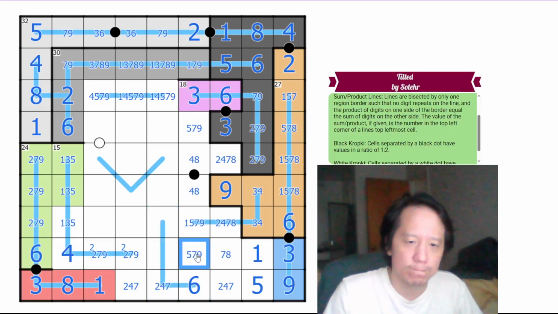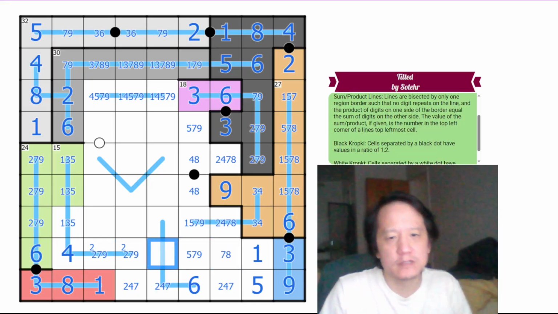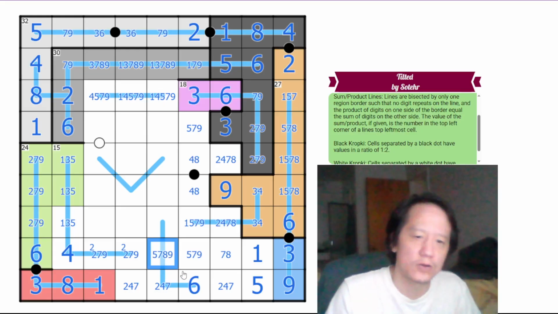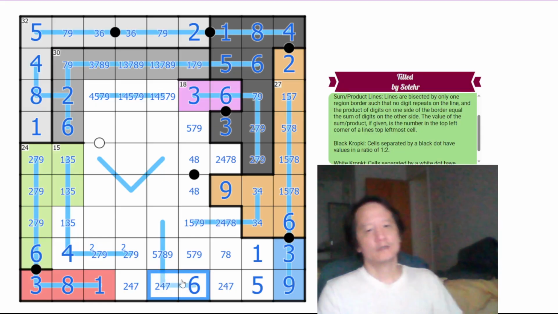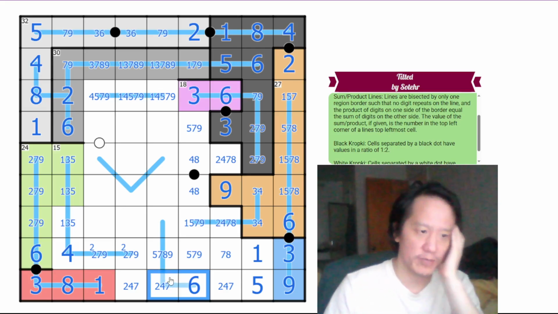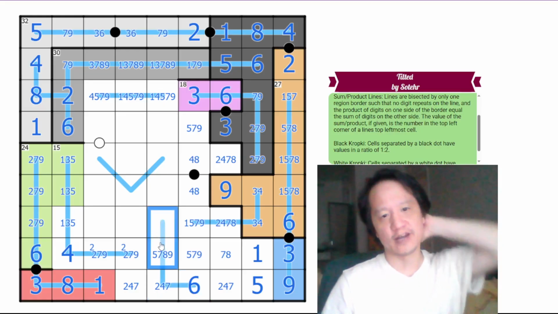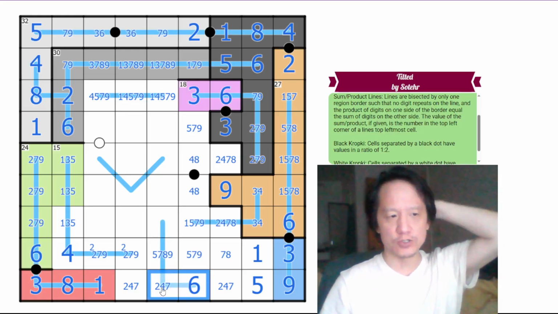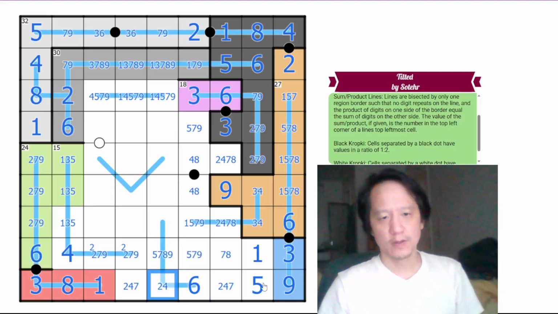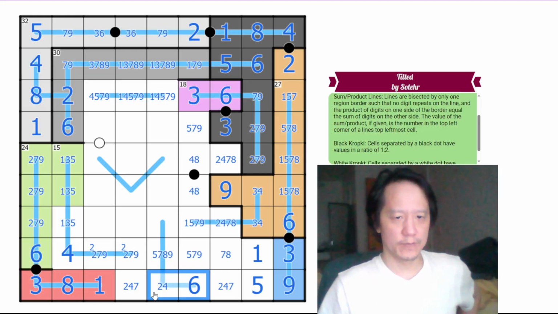Okay. Remaining digits in row 8 are 2. This can't be 2. No, 1, 2, 3, 4. So it's 5, 7, 8, and 9 here. 6 and 7 doesn't work because they multiply to 42, which 2 digits can never add up to, and they add to 13, which 2 digits can never multiply to. 6 and 4 could work if this is 2 and 5. They add up to 10. 6 and 4 multiplied to 24, which is not allowed.